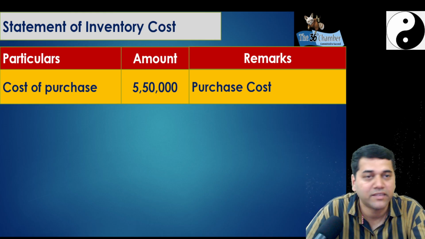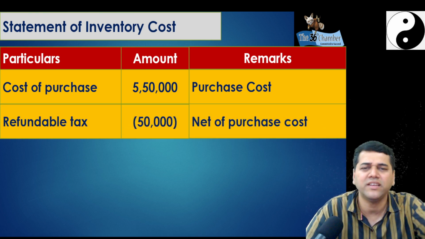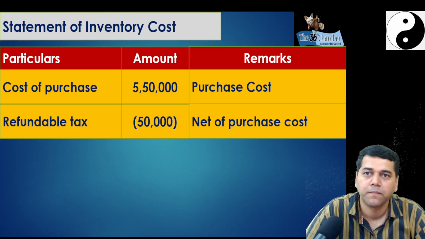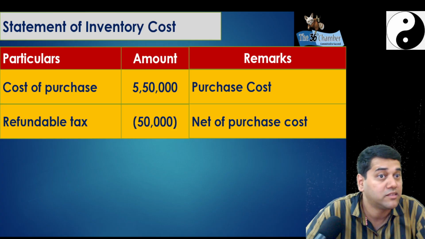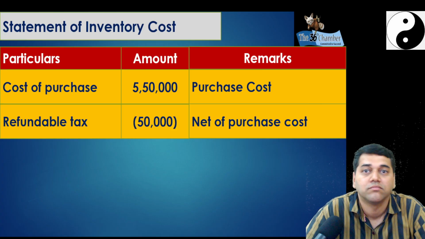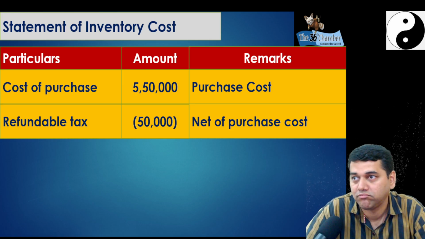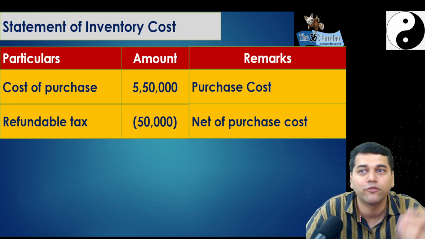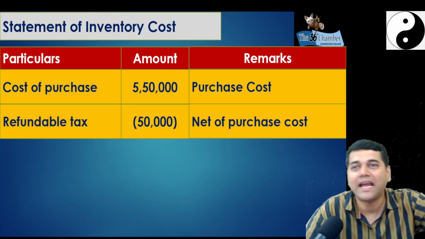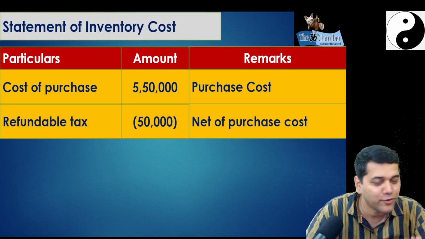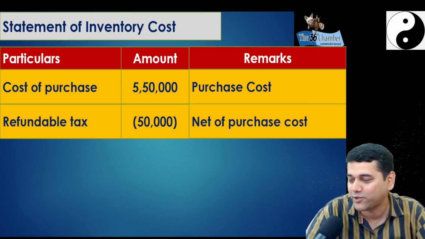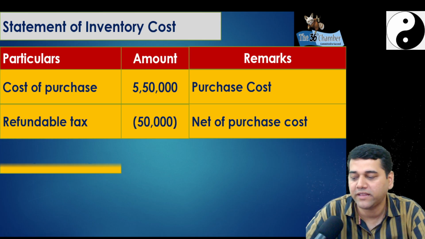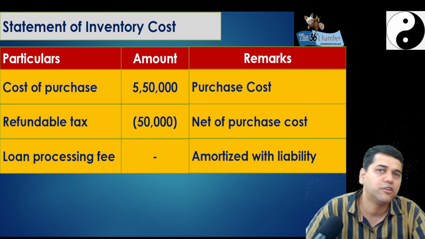Next, refundable tax, am I going to reduce? Yes. What do I need to say? Net of purchase cost. And when you present an answer completely like this, based on what they have asked, you get full marks. I am telling you, here is where you will lose a lot of marks. Just focus, simple. Who is going to stop you? Okay, loan processing fees, not to be included. So what is their answer? Amortized with the liability. It will not be loaded on the inventory.